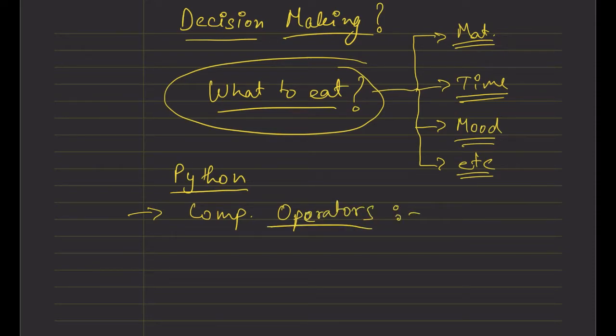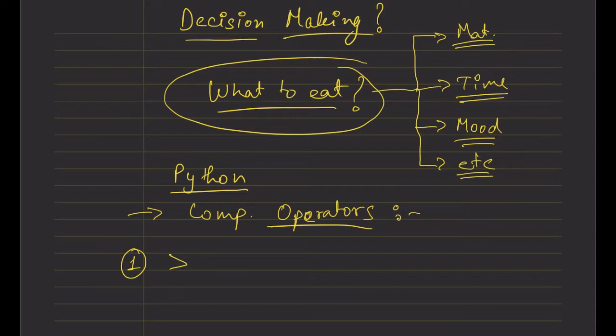So what are comparison operators? Comparison operators are those operators which are used in many programming languages to compare two values. There are many comparison operators available in Python. Let's understand all of them one by one. The first comparison operator is called the greater than operator, symbolized by the greater than symbol.